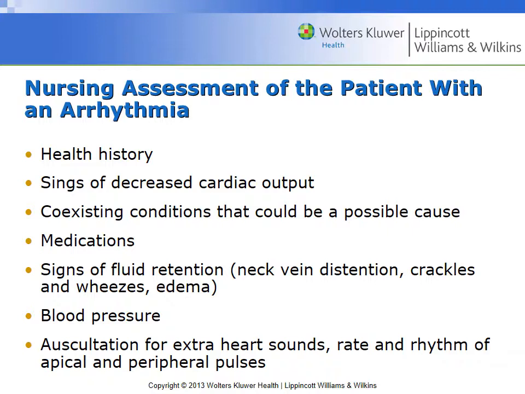Nursing assessment of the patient with an arrhythmia. A health history on these patients is critical. You need to understand which kind of medications they're on, if they have a cardiac history, and many, many other different things. So make sure you're taking a very detailed history. You want to look for signs of decreased cardiac output. Is their blood pressure low? Are their pulses good? What's their color look like?